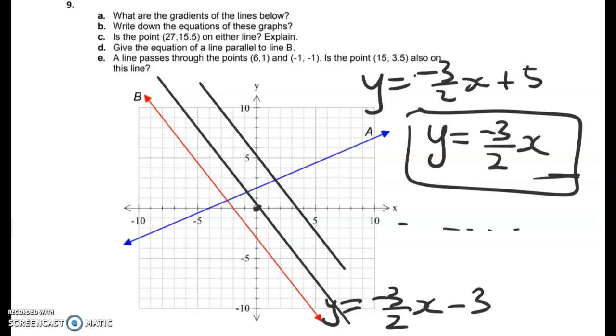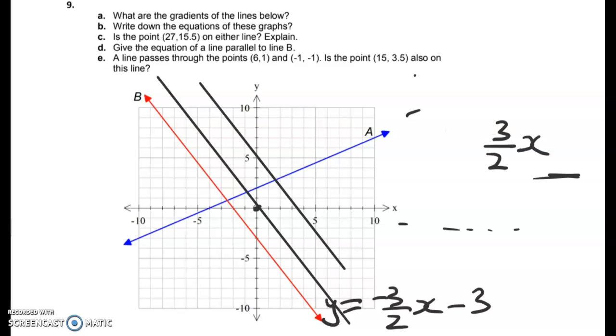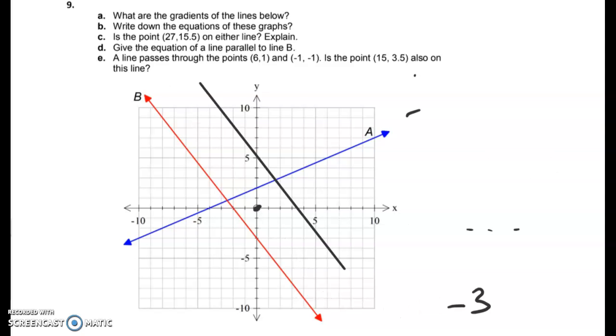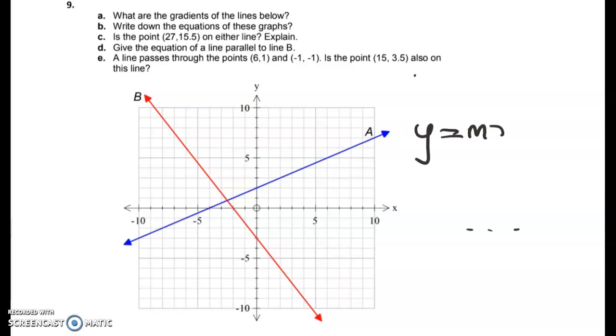All right, let's get on to this last question. So a line passes through these 2 points that we're given. And we're asked if another point is also on this line. So there are several steps here. To write the equation of a line, we need to know the gradient, and we need to know the y-intercept. And then once we've got the equation, we can substitute in x is 15 and see if 3.5 is the y-coordinate. The first thing to do here is to get m, the gradient.